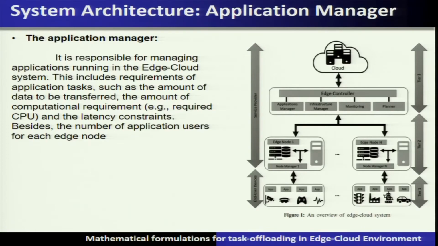Now, let us understand the details of the components of the edge controller. The first one is called the application manager. The application manager is responsible for managing the applications running in the edge cloud system. This includes the requirements of application tasks, such as the amount of data to be transmitted and the amount of computational resources required, such as CPU, memory and so on, and what the different latency constraints are. Besides, the number of application users for each edge node.